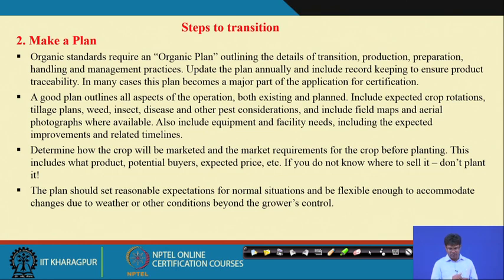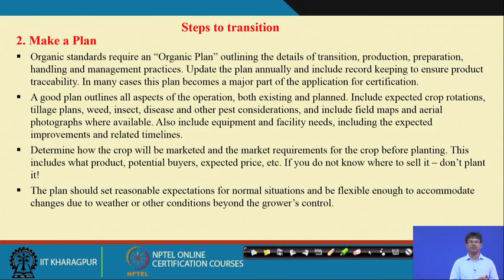So, that includes the crop rotations as discussed earlier. Crop rotations are part of organic farming. And the third one is to determine how the crop will be marketed. The market is very important, as discussed, because if you do not know where to sell your output, you do not plant it. So, that is very simple.